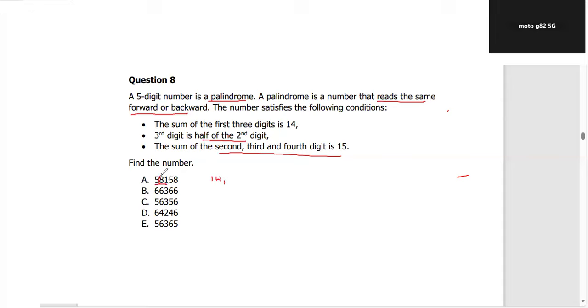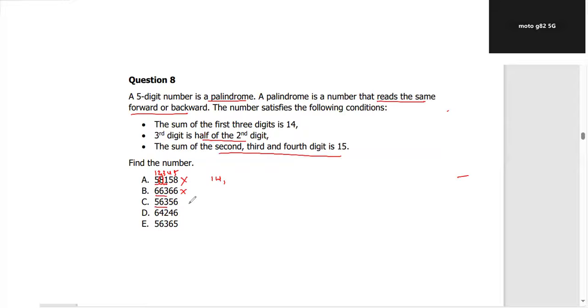So this is my second digit, like if you go 1, 2, 3, 4, 5. So the third digit is not half of the second digit. So this is not my number. Let's go to the second one. Then the sum of the first three digits is 14. In this case, it is 15. So again, this is not my answer.